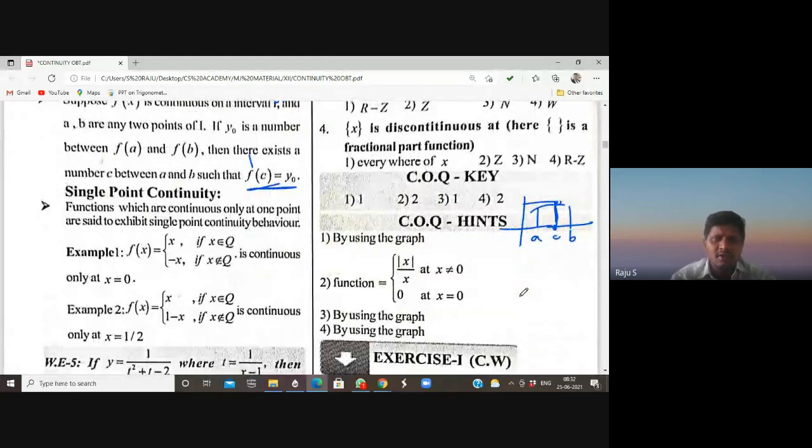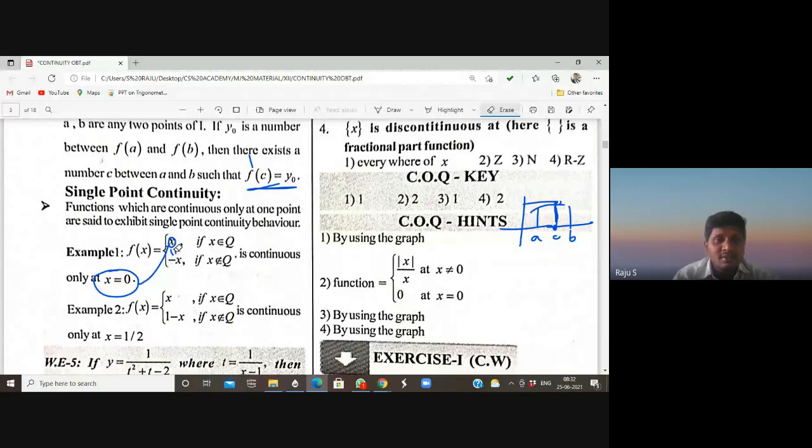Then single point discontinuity, single point continuity. If you take any graph of the curve, it is continuous at only one particular point. It is discontinuous at all the remaining points. It is continuous only at one point, then it's called single point continuity. Example they gave: you get here, it is continuous at x is equal to 0. Substitute 0 here, 0. Substitute 0 here, 0. 0 equal to 0. So at x is equal to 0, it is continuous.